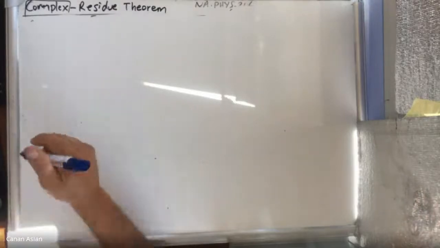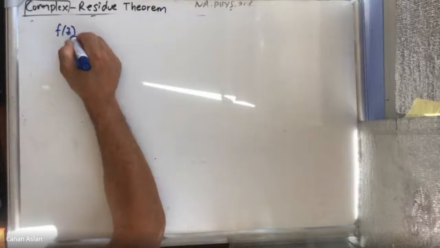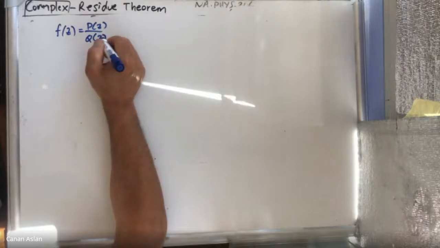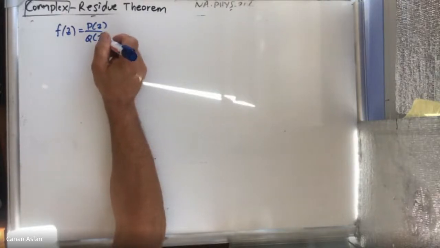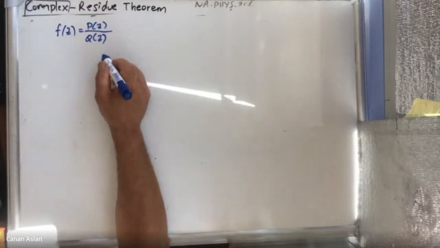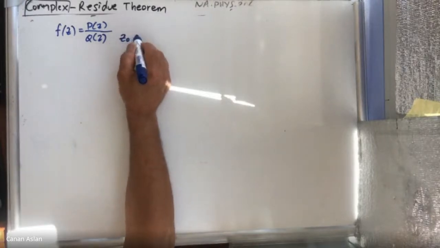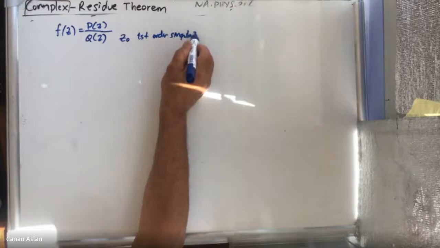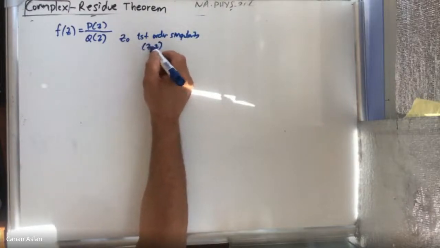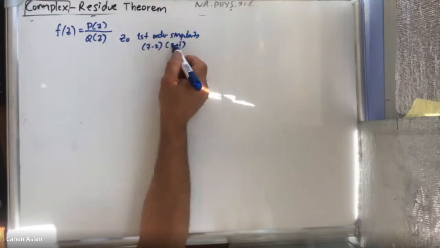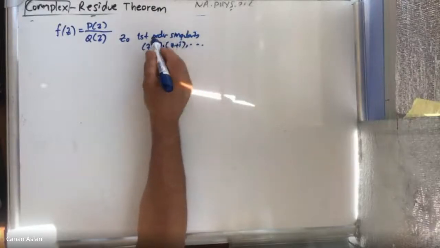Now, there is also another method. If we have the function given by P(z) over Q(z), then we know that Q(z) equals 0 makes the function blow up, right? If z0 is a first-order singularity, what does it mean? Like z minus 2, at z equals 2, this is a singular point. z plus i, which is minus i, now the singular point is minus i. For all these cases, these are first-order singularities.